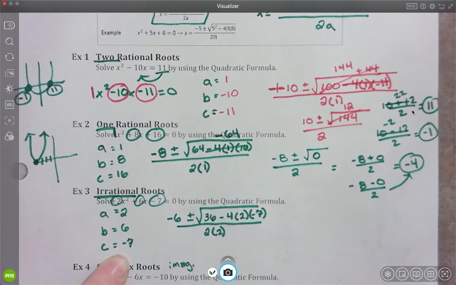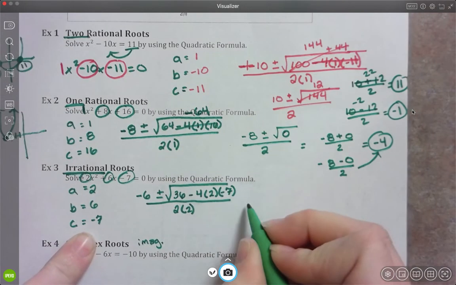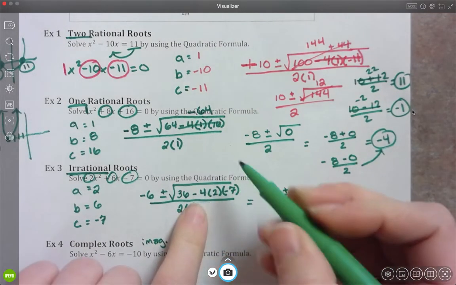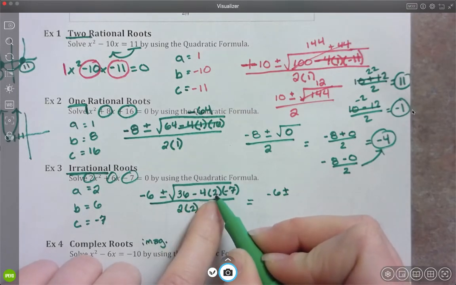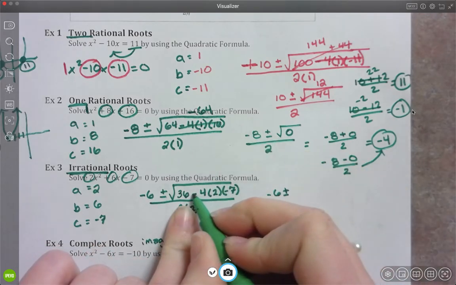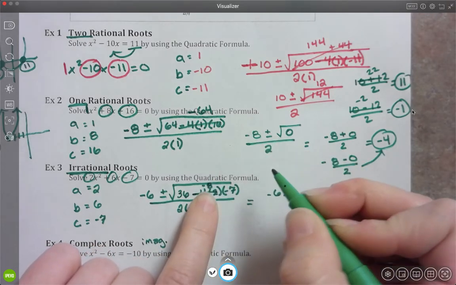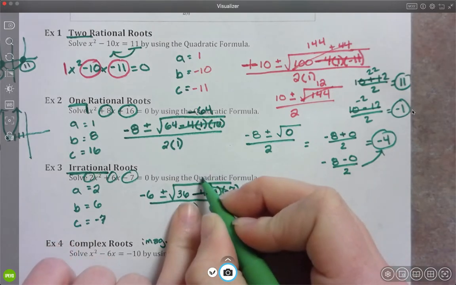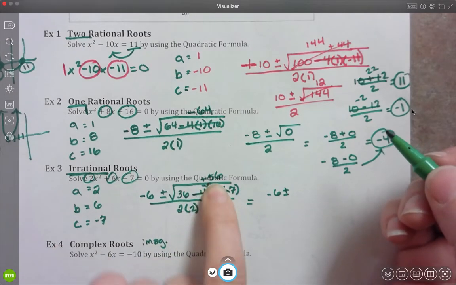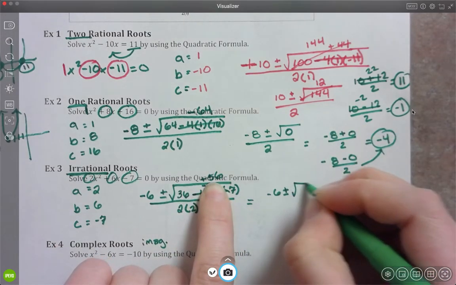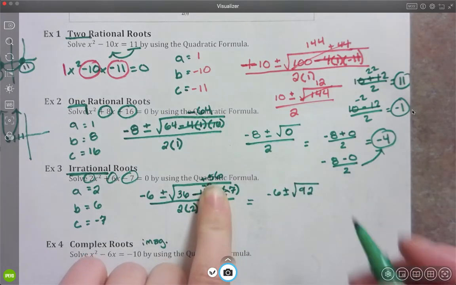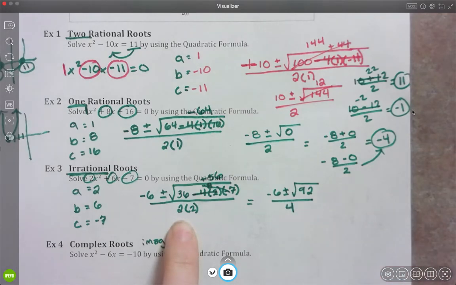Okay, so there's that. And then I just simplify. So I have negative 6 plus and minus 36, and then I have negative 4 times 2 times negative 7. Okay, negative 4, 2, and negative 7. Well, this right here, negative 4 times 2 is negative 8. And negative 8 times negative 7 is positive 56. Okay, so 36 plus 56, if I add those two together, will be like, I don't know, 92 or something like that, the square root of 92. And that's all over 4. Okay, the square root of 92 over 4.